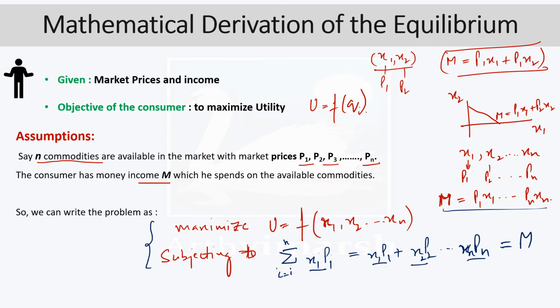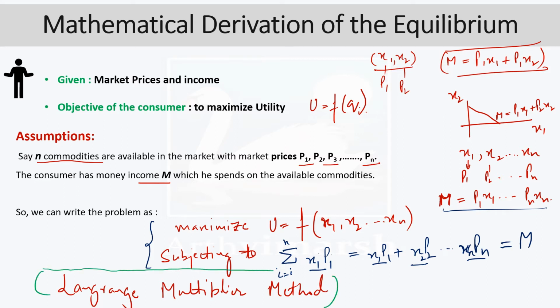We are going to understand how we go about maximizing under this equilibrium condition using one of the key methods, which is known as the Lagrange multiplier method. We are going to use this approach to derive the condition for equilibrium of a consumer. So let's proceed.